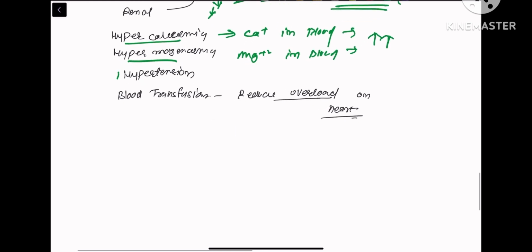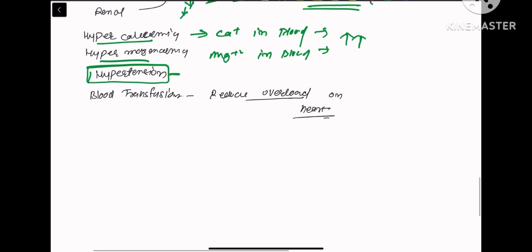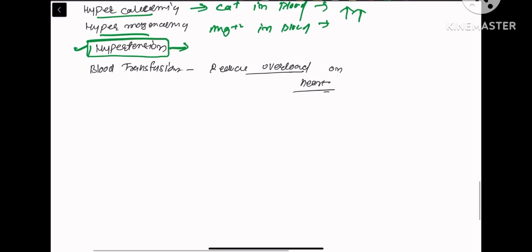Then it is also used to reduce hypertension. In hypertension, what we are seeing is that the fluid is increased, the pressure is increased. So we want to reduce the pressure and BP. So we want to discard the excessive fluid or ion which is responsible for attracting the water. So we will use the diuretics to reduce the hypertension.